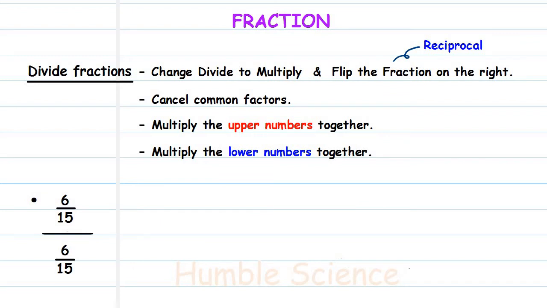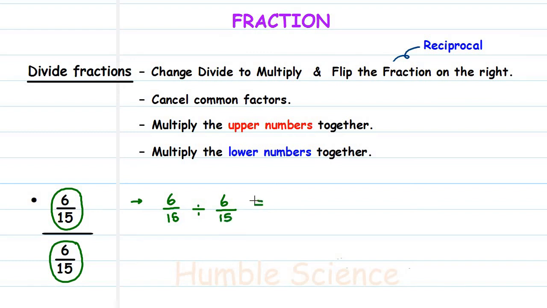Sometimes dividing of fractions can be written this way. Here it's 6 over 15 divided by 6 over 15. And we know that if a number is divided by the same number, the answer will be 1. So we will use the steps above as we did before and see if the result will be 1 or not.